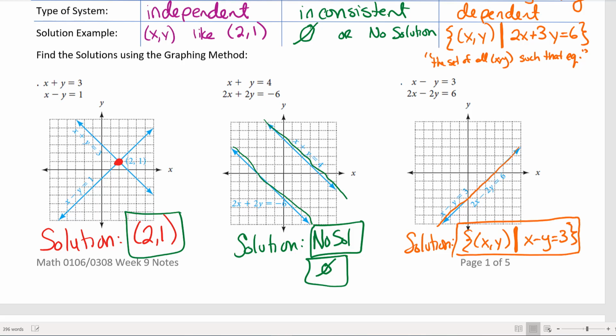A lot of students at this point want to just say, oh, there's infinitely many solutions, and move on. If you say infinitely many solutions, all you're doing is telling me how many solutions there are. You're not actually telling me what the solutions are.